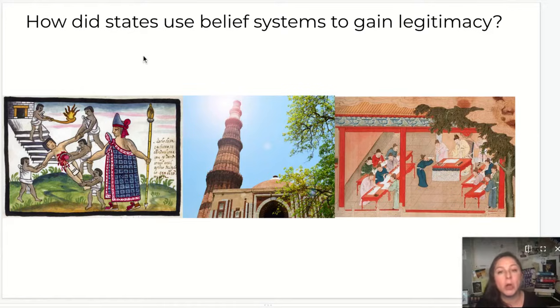And so you should be noticing different strategies and different ways that states use belief systems. Sometimes it's through conquest and intimidation. Sometimes it's for unity. Dar al-Islam is another great example, using Islam to unite that world together.